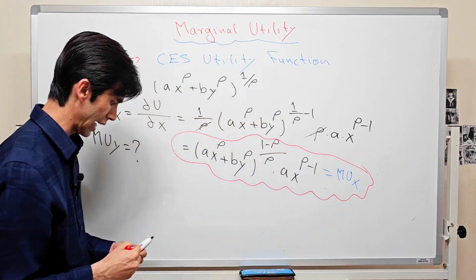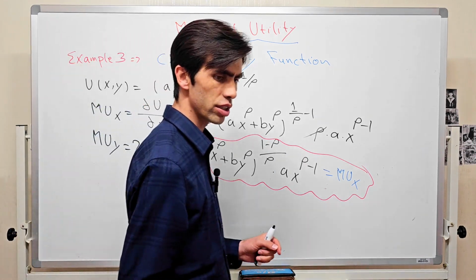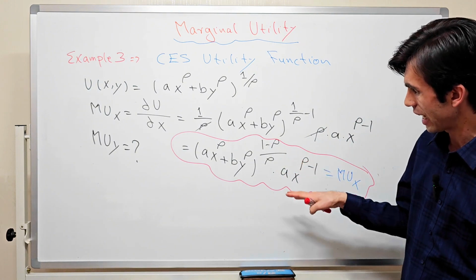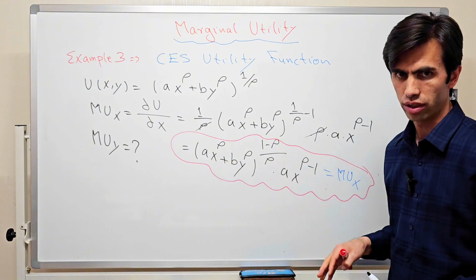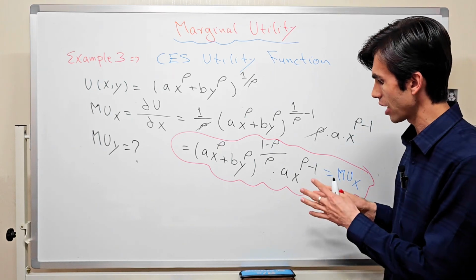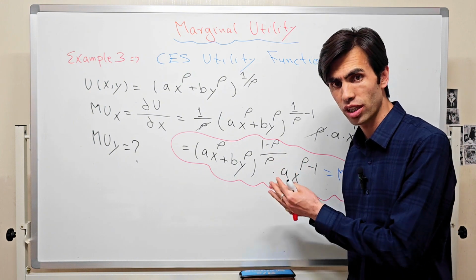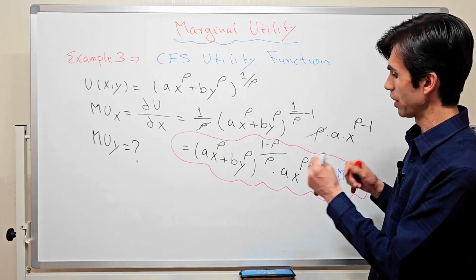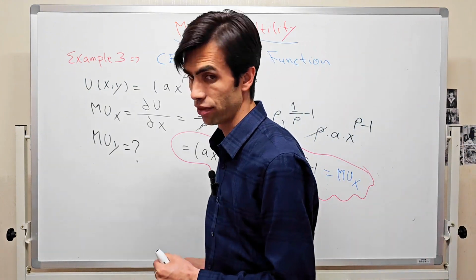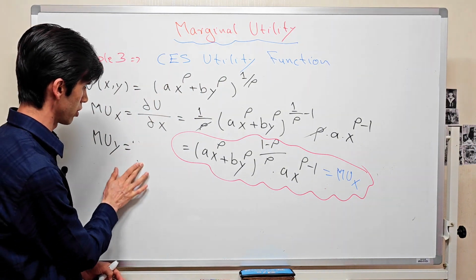So now we found the marginal utility of x here. Again, same as the Cobb-Douglas utility function, the marginal utility of x here is a function of x and y. So it means how much unit of x and y we already have. It means the marginal utility in case of the CES utility function is not fixed, but depends on how much of x and y in our consumption we have. So now let's move on to find out the marginal utility of y this time.